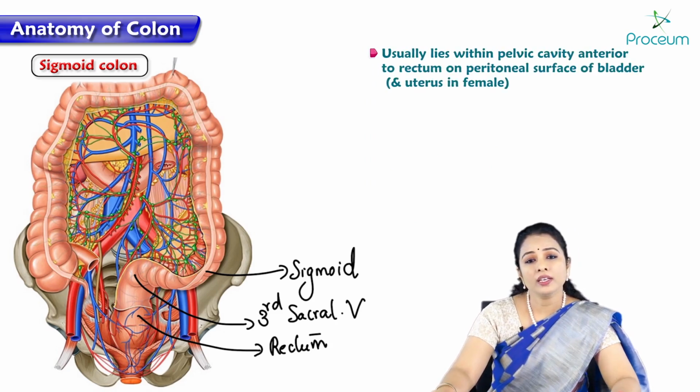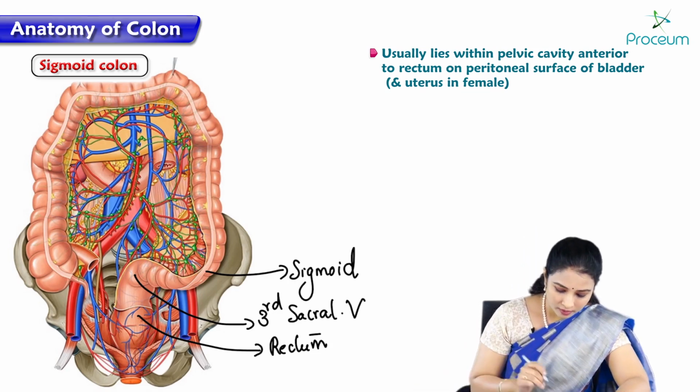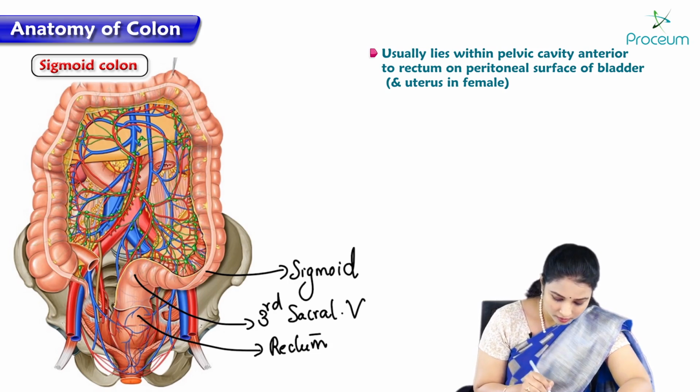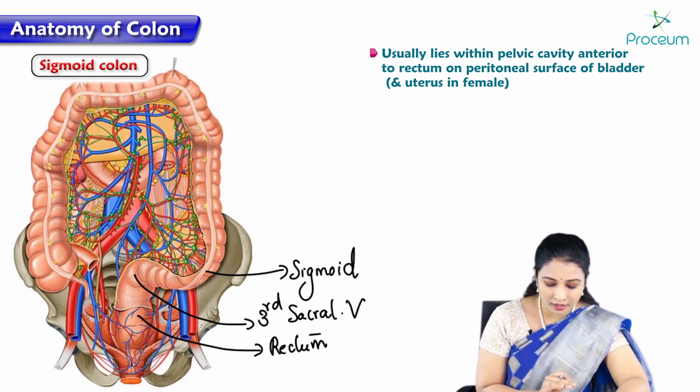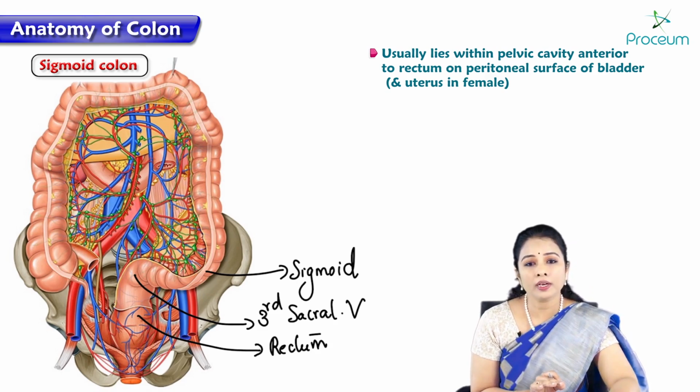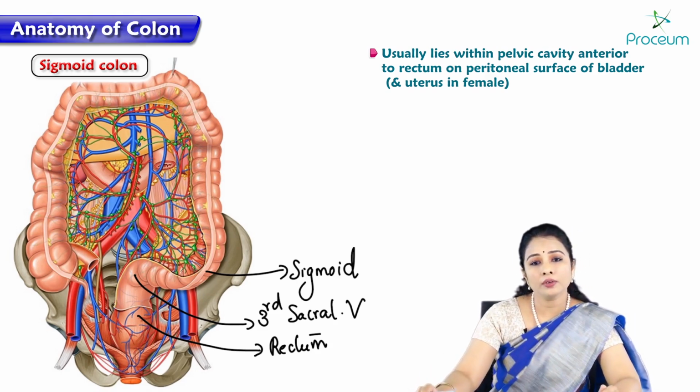It usually lies within the pelvic cavity, anterior to rectum, on the peritoneal surface of urinary bladder and uterus in females. So, you can see the pelvic muscles. So, anterior to it, it is related to urinary bladder. So, anterior to rectum on the peritoneal surface of urinary bladder and uterus in females.